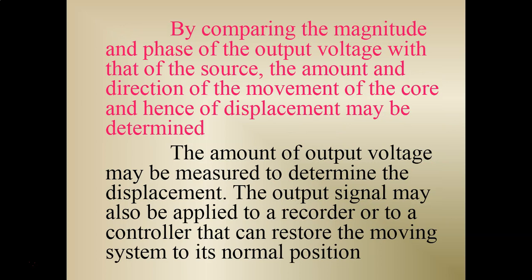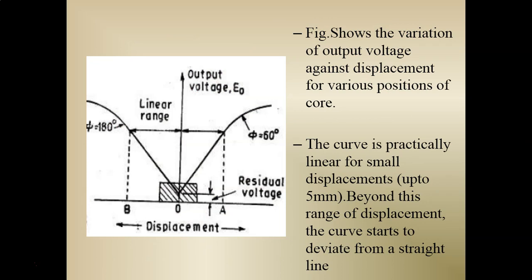By comparing the magnitude and phase of the output voltage with that of the source, the amount and direction of the movement of the core, and hence the displacement, may be determined. The amount of output voltage may be measured to determine the displacement. The output signal may also be applied to a recorder or to a controller that can restore the moving system to its normal position. This figure shows the variation of output voltage against displacement for various positions of core.